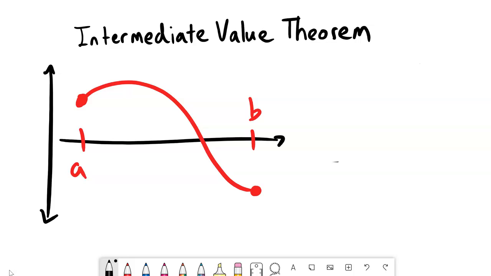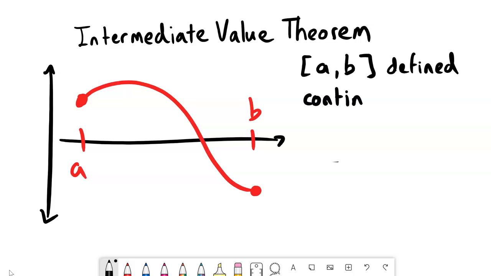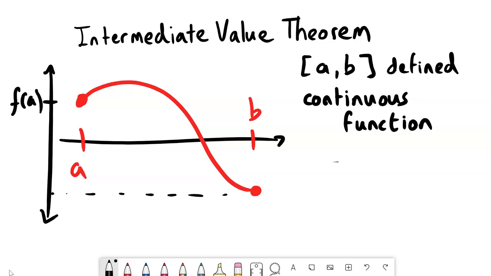So I have exactly that. A function defined between two things, a to b, and let's say it is defined from a to b, and it's a function that basically has a property of being continuous. It's a continuous function. Okay, and then we can also say this is f of a, and this is f of b.